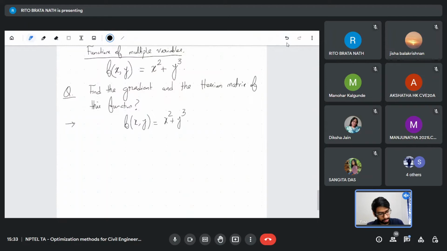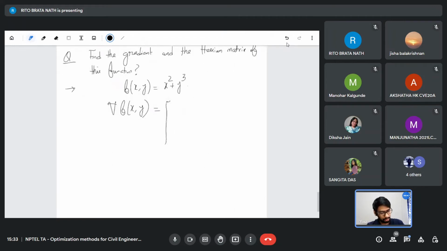So this is how you write your gradient. Can anyone tell me what goes here and what goes here typically when you try to find the gradient of a function? Anyone can unmute and answer this. I hope you have studied this in the lectures. I think this was probably there.